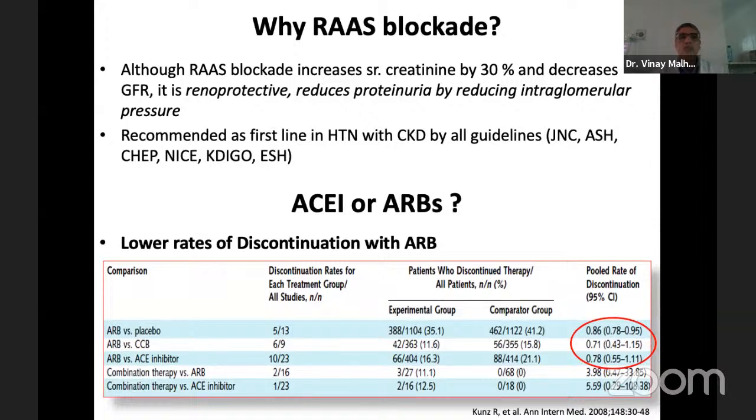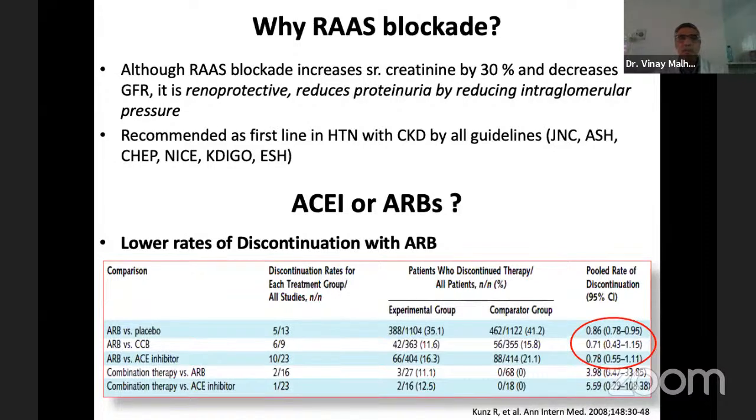We should continue with the RAS blockade because it is renoprotective. It will reduce the proteinuria by reducing the intraglomerular pressure. It is anti-fibrotic, anti-proliferative. It is good for the heart also. It will check the cardiovascular morbidity and mortality also. So RAS inhibition is the drug of choice for early CKD, mild to moderate CKD.